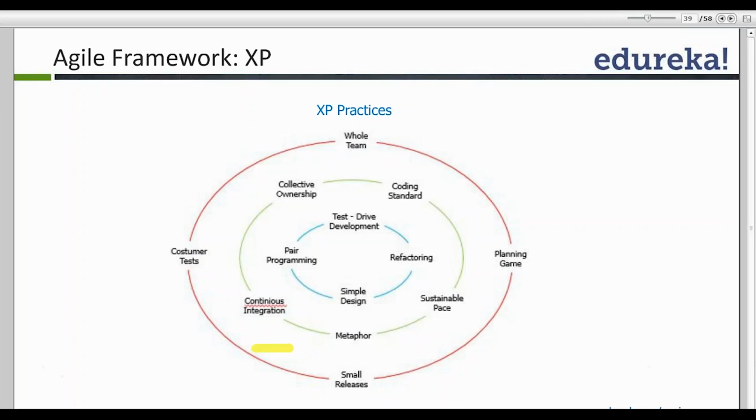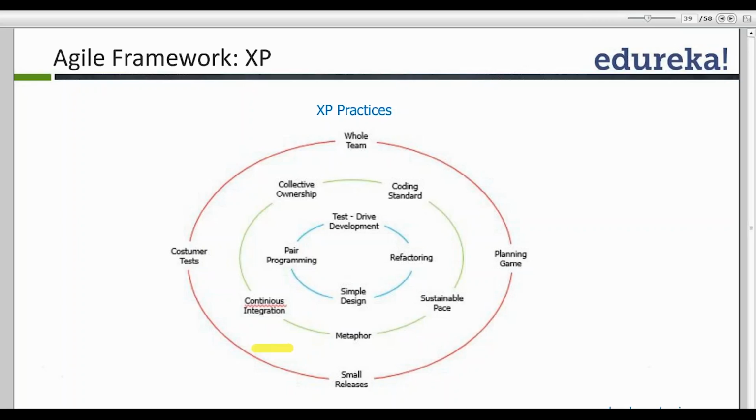Then it talks about collective code ownership, coding standards, working at a sustainable pace. So in XP, we work at a sustainable pace. We do continuous integration in XP, which means that my code is continuously committed to the main line, and metaphor or simple design. And these are some of the core XP practices which are a part of the XP programming framework, right?